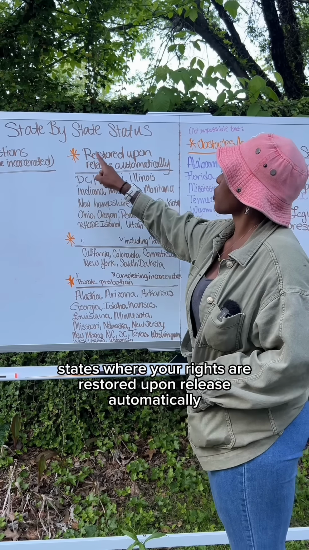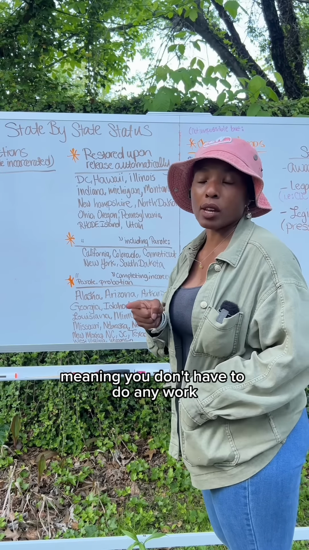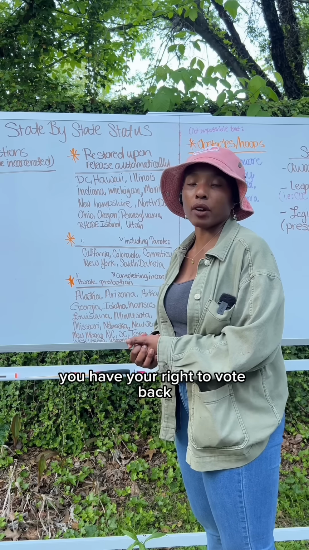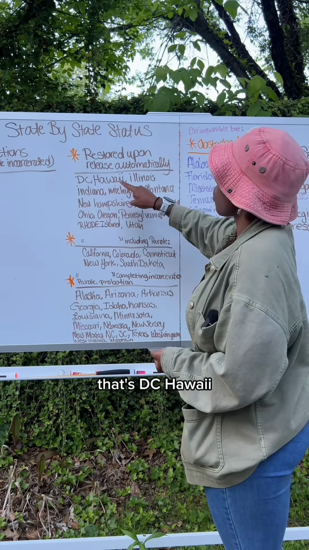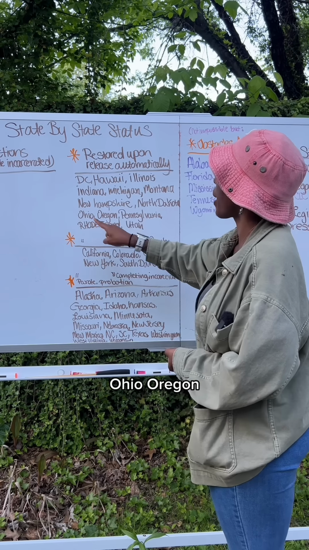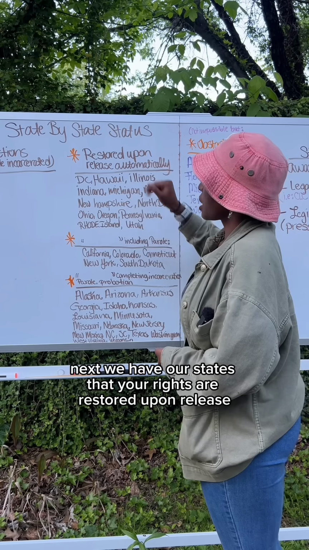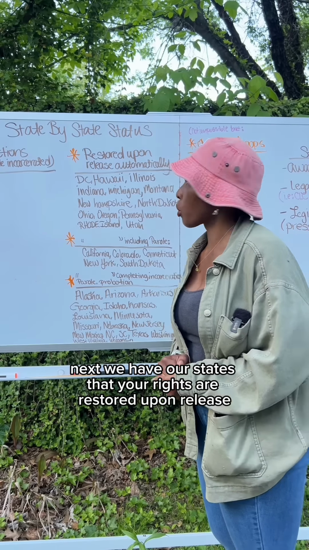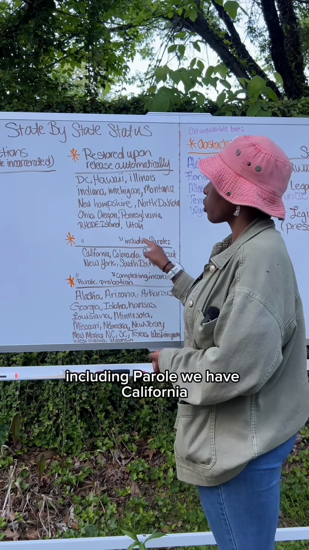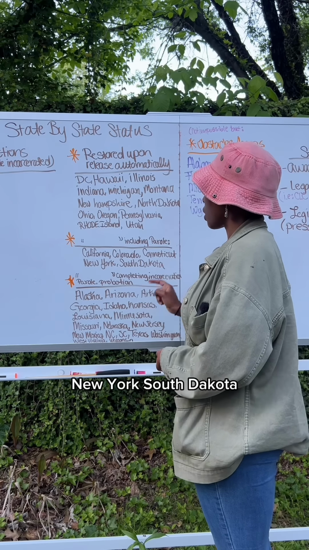States where your rights are restored upon release automatically, meaning you don't have to do any work. As soon as you are released, you have your right to vote back. That's DC, Hawaii, Illinois, Indiana, Michigan, Montana, New Hampshire, North Dakota, Ohio, Oregon, Pennsylvania, Rhode Island, and Utah. Next, we have our states that your rights are restored upon release, including parole. We have California, Colorado, Connecticut, New York, South Dakota.